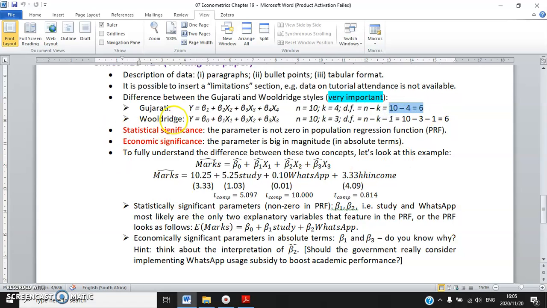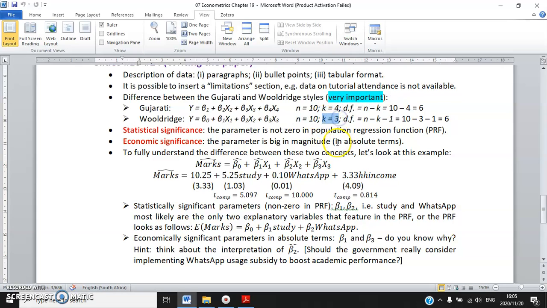But for Woodridge, it is a bit different. The constant would become B0 actually instead of B1. I actually think it makes more sense. And then your first slope parameter would be B1, and the first explanatory variable will be X1. Again, I would agree with this style of Woodridge. And then X2, X3. And then in Woodridge, n still stands for the sample size, 10.